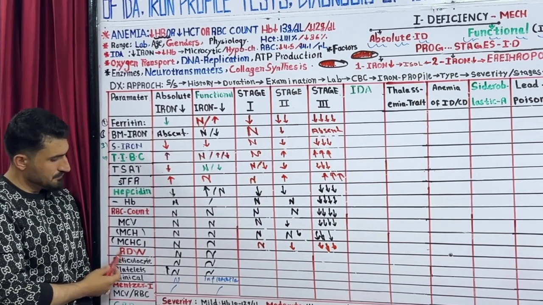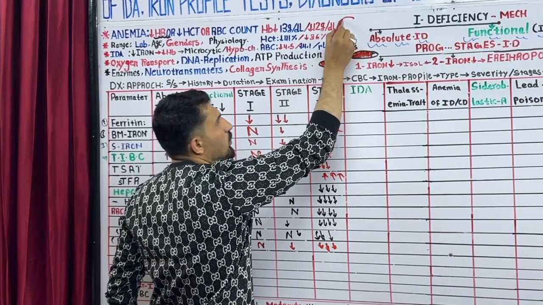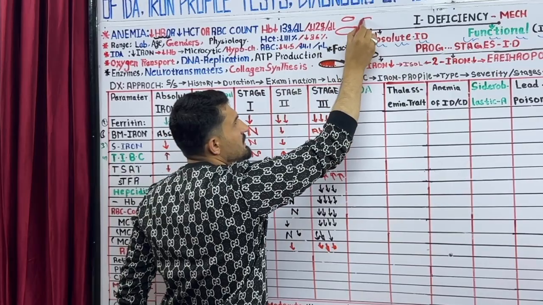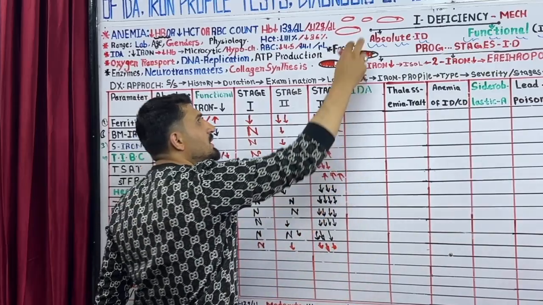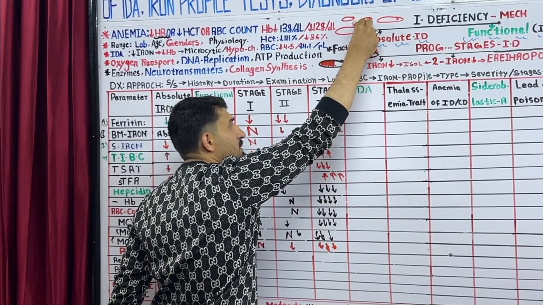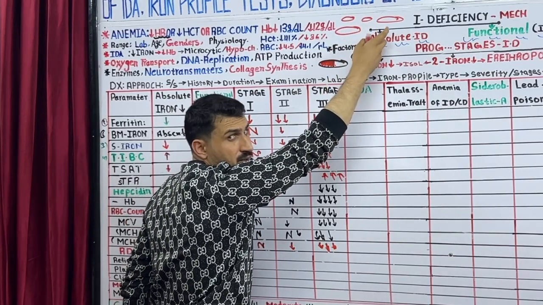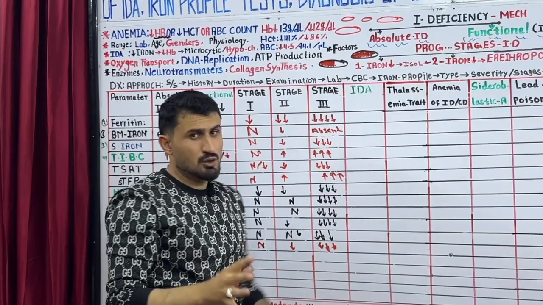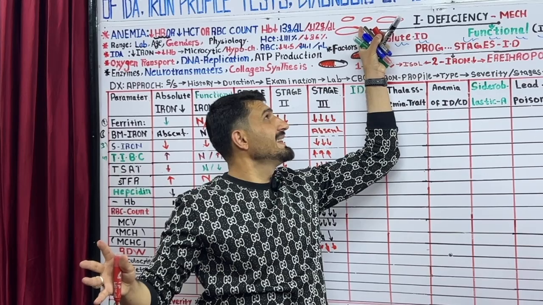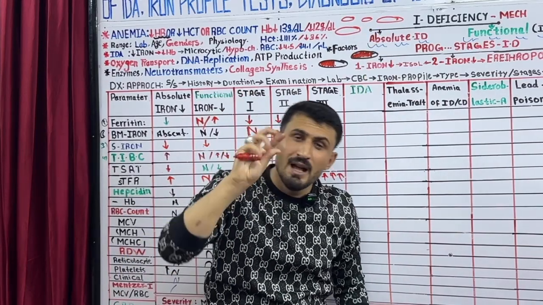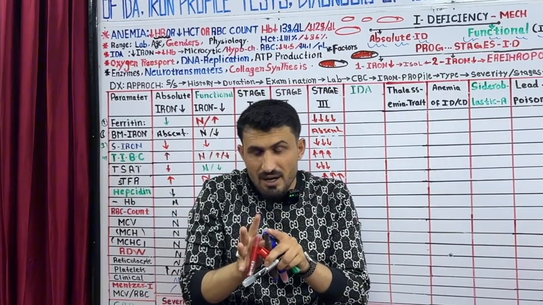RDW. Do you know about RDW? For example, this is one RBC, this is another RBC, this is another RBC. When you compare these RBCs, there might be a lot of difference between the size of this RBC and this RBC, more than 15%. So this increase in the ratio means an increase in the size difference between two RBCs. That means RDW increases.